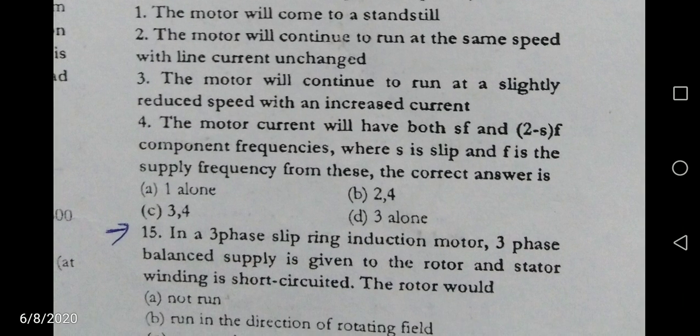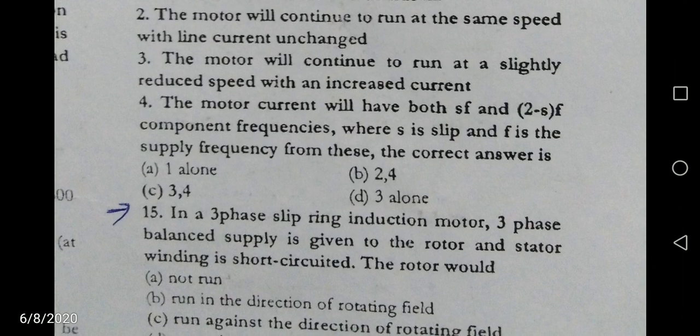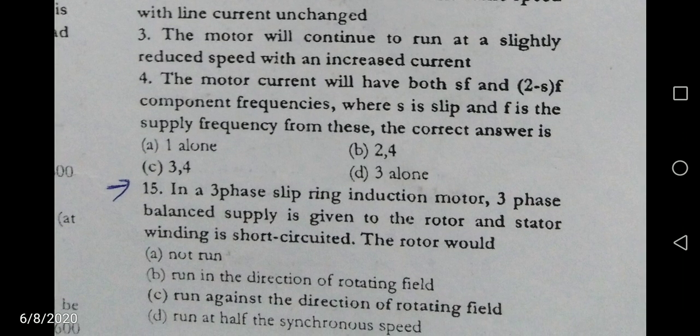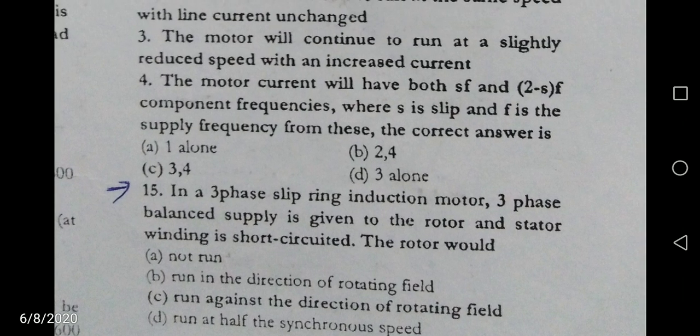So the component frequency, whereas slip is a frequency. So the third answer is correct, because the machine will run at a lower speed. Coming to the motor current will have both SF and 2 minus SF, so it has forward slip and backward slip components. So the fourth one is also correct. So here C is correct, 3 and 4 are correct. Not the second. The second one is wrong.